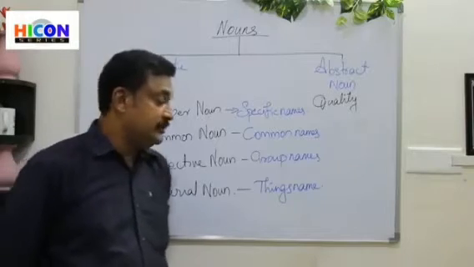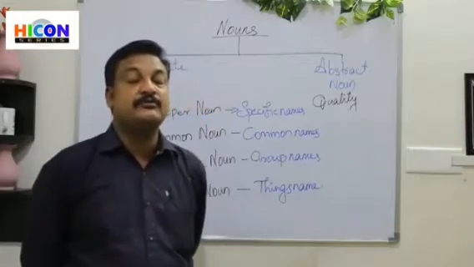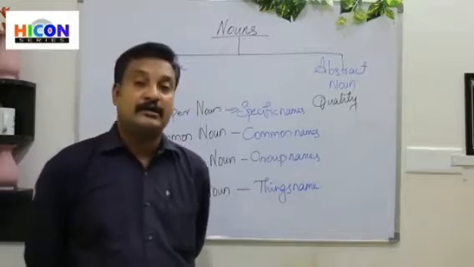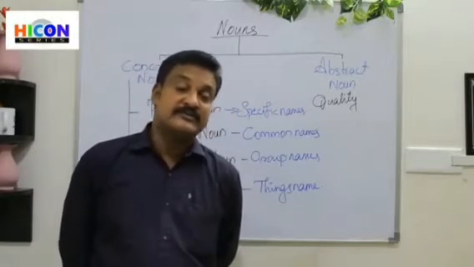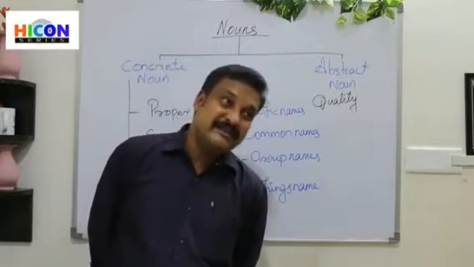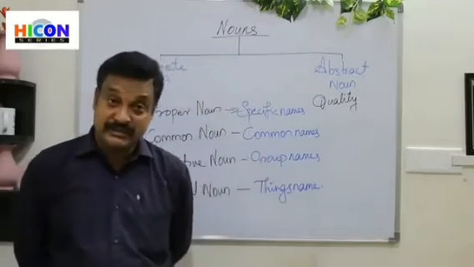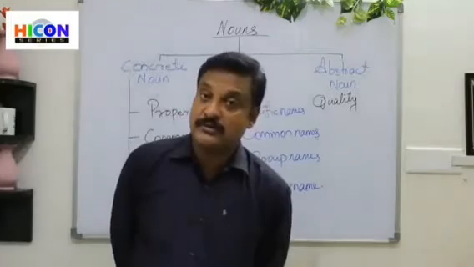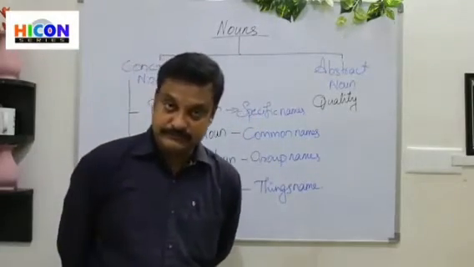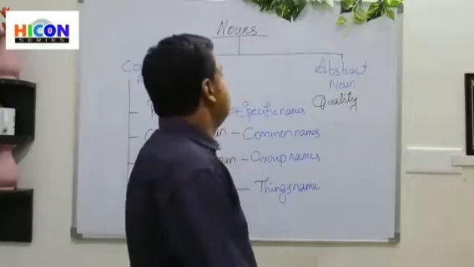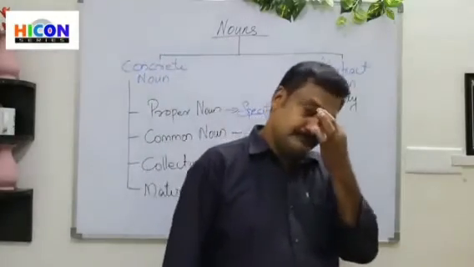Material nouns are names of things with which we make other things. Like gold is used for making some ornaments, or silver is used for making ornaments. Steel is used for making different kinds of utensils that we use in the house. So these kinds of things come under material noun. Right? Now, what is an abstract noun?